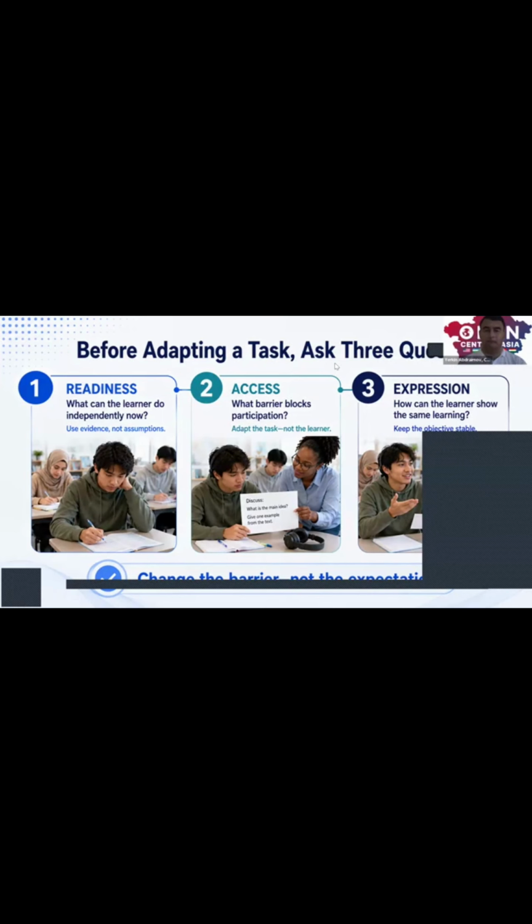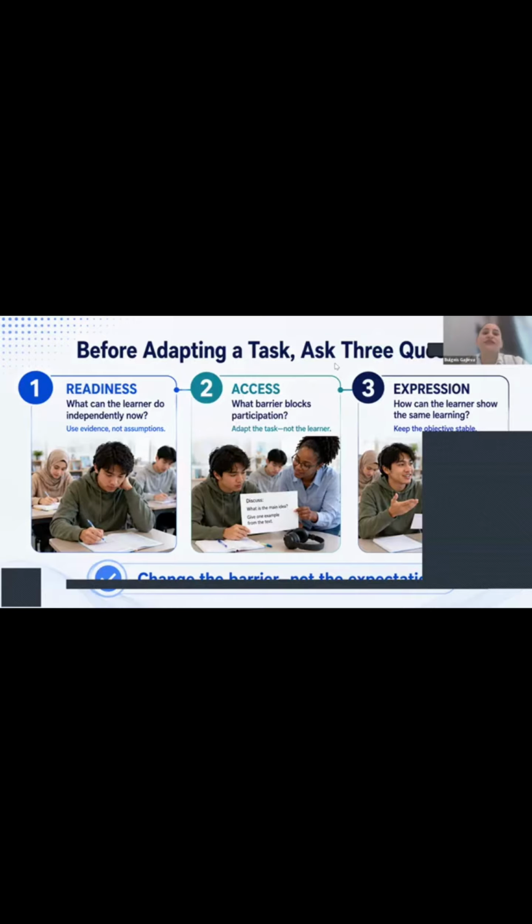The second question is about access. What barriers are preventing participation? The barrier may be the learner's language level, as was mentioned, but it may also be small print or a crowded page, unclear instruction, limited background knowledge, speed, anxiety, or inaccessible response format.